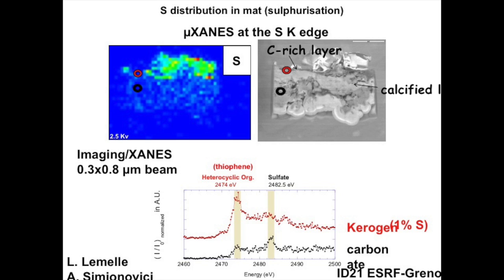Now, in terms of analyzing the molecular composition of the organic matter, there are a number of methods that we can use. In this particular slide, I'm showing just one of the methods. It's micro X-ray absorption near-edge spectroscopy, in which we've been looking specifically at the sulfur content of this carbon-rich layer.